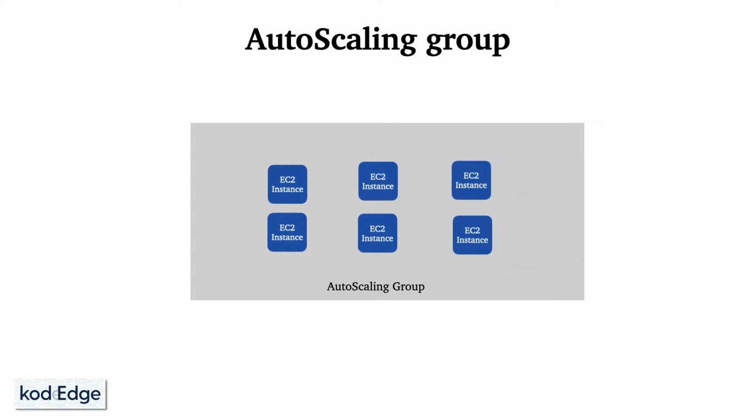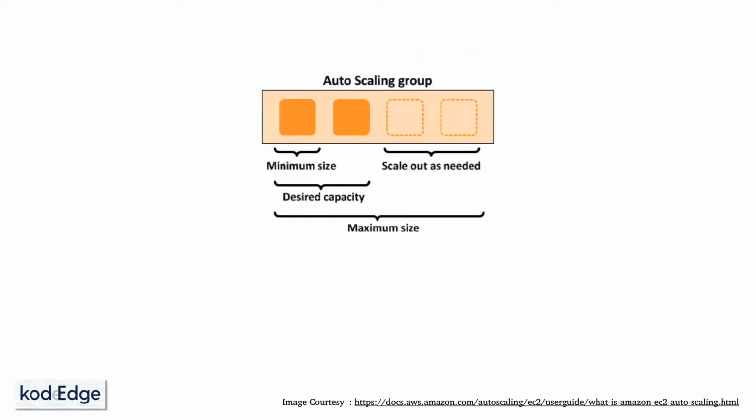It also ensures that you have minimum and maximum number of EC2 instances running in the autoscaling group. Okay, it helps you to monitor EC2 instance health, and when it finds any instance is unhealthy or terminated, it will automatically create it and register it in the load balancer. So whenever you configure your autoscaling group, you need to define these types of sizes.